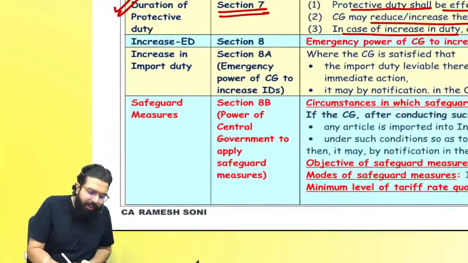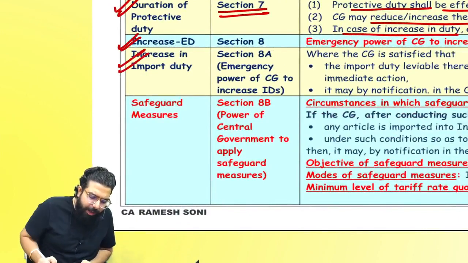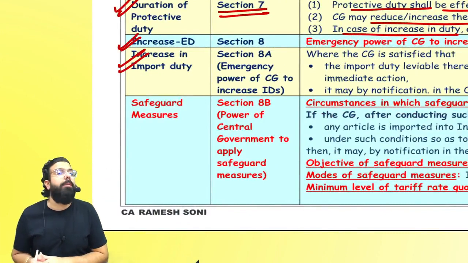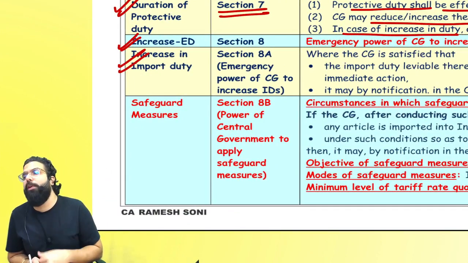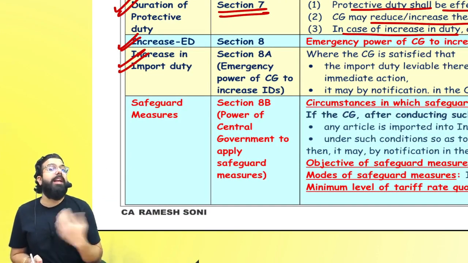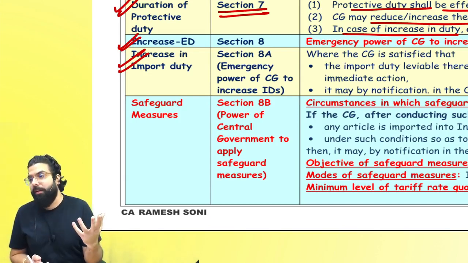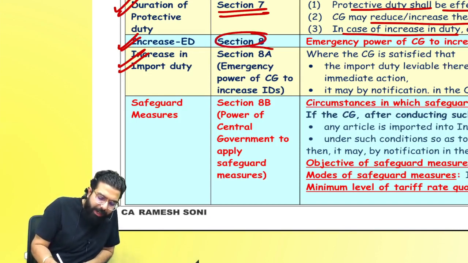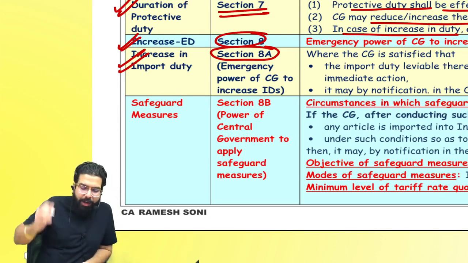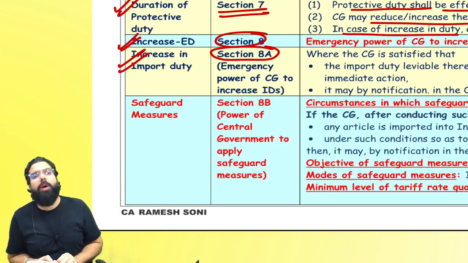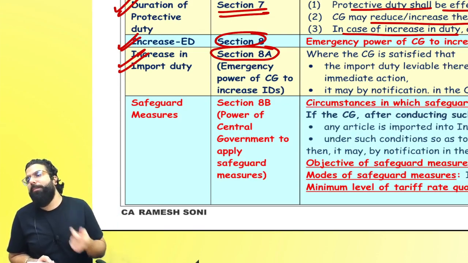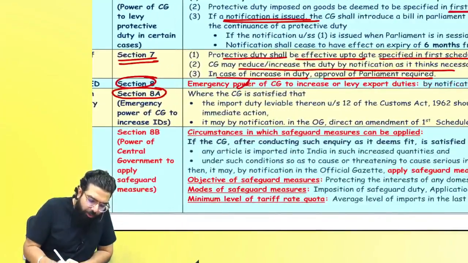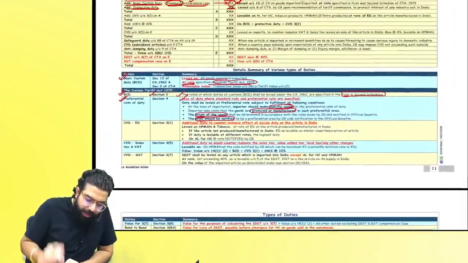Now, one more section is there, section number 8 and section number 8A. Basically, section number 8 and 8A: whatever duty the government is charging, the basic custom duty on any item, if the government feels in an emergency that it has to immediately increase or decrease any import duty or export duty, then the government can use the power of section number 8 and section number 8A. It is just the emergency power with the government to increase or decrease the custom duty. Not very important from an exam point of view, but I've given two small paragraphs over here.